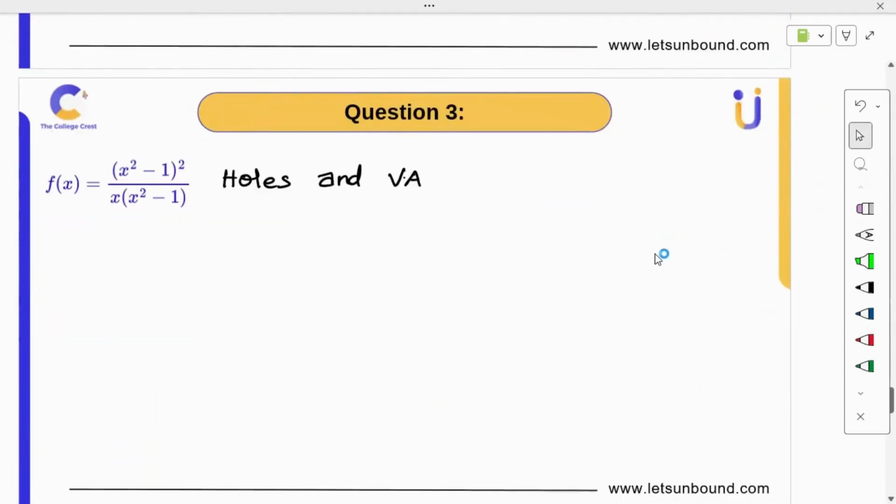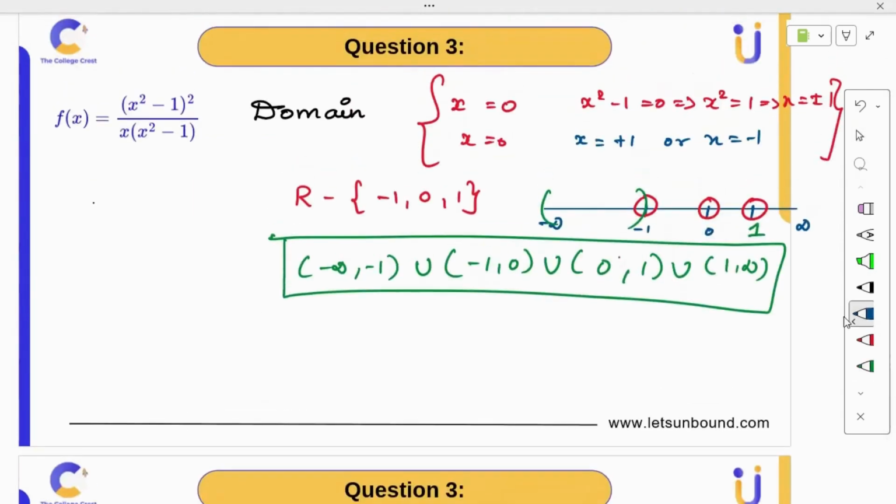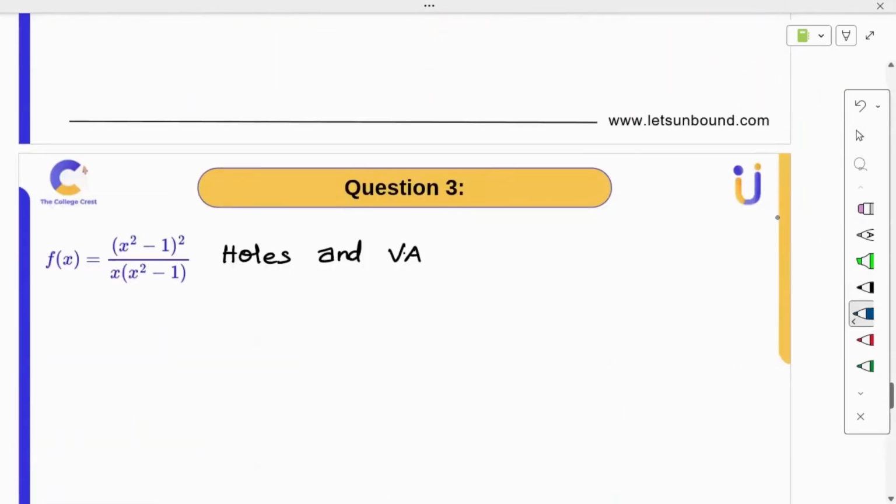Holes and vertical asymptotes. Here we see these points where the function is not working, right? These can be either vertical asymptotes or holes. They are discontinuities; they are breaking the graph. They can be a hole or a vertical asymptote, or we will also see a jump. So now we are just learning about vertical asymptotes and holes. They are removable discontinuities.